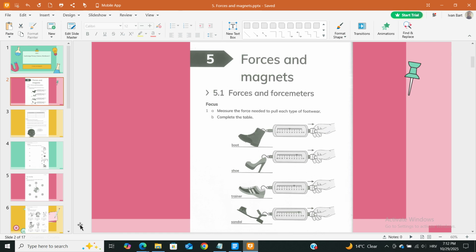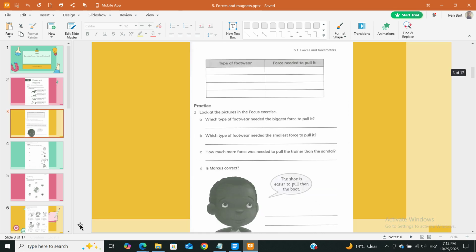5.1 Forces and force meters. Type of footwear. Force needed to pull it. Practice. 2. Look at the pictures in the focus exercise. A. Which type of footwear needed the biggest force to pull it? B. Which type of footwear needed the smallest force to pull it? C. How much more force was needed to pull the trainer than the sandal? D. Is Marcus correct? The shoe is easier to pull than the boot.